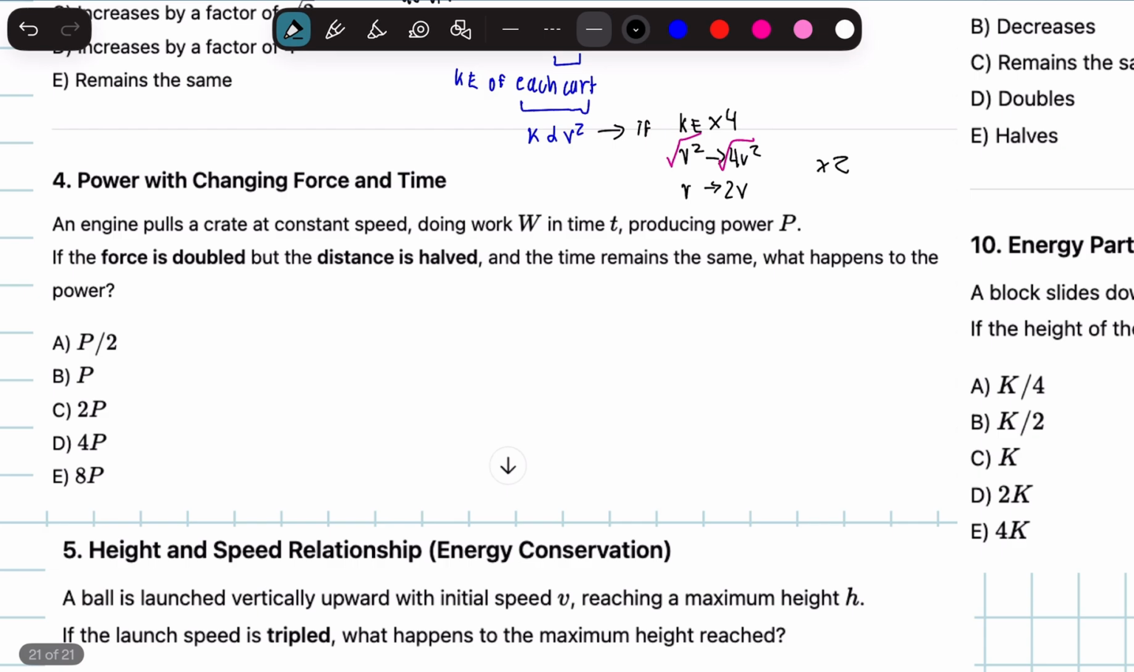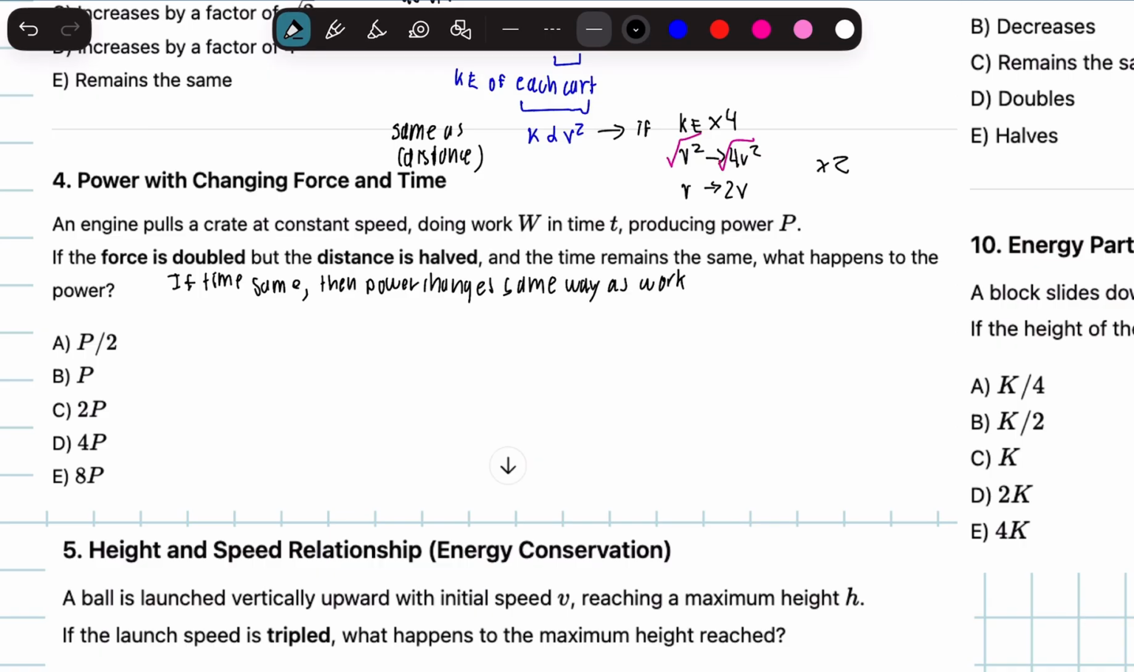Now let's say we have a question about power with changing force and time, which is the same as distance. Yeah, same as distance. So if time stays the same, then power changes the same way as work.